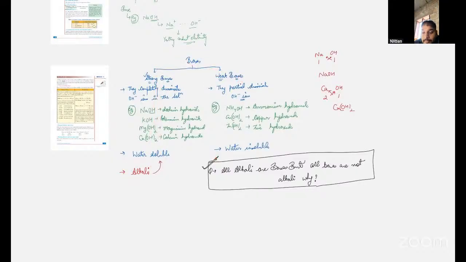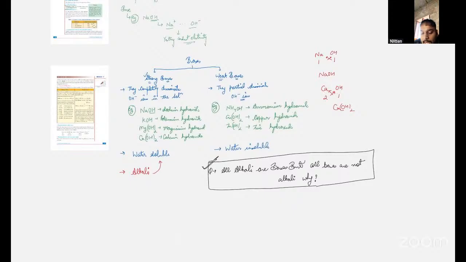So this is a correct statement. Why? Because all alkalis are bases, means all alkalis are the water soluble bases and they come under the bases part. But all bases are not alkali. That is also correct. Why? Because bases include weak bases also and strong bases also. Weak bases are water insoluble and they are not alkali. So all strong bases are alkali. The only bases that are not alkali are weak bases. Yes. Because of the water insolubility property.